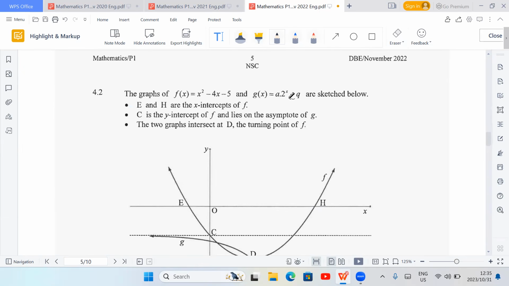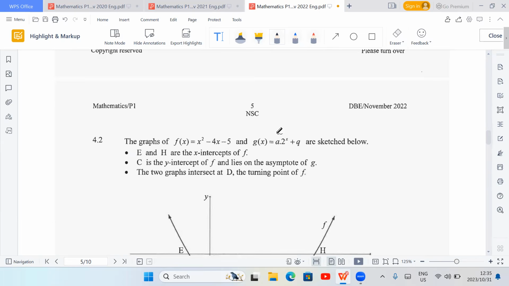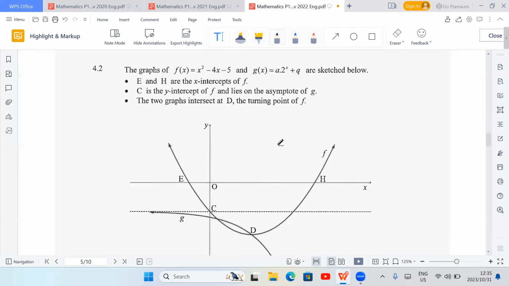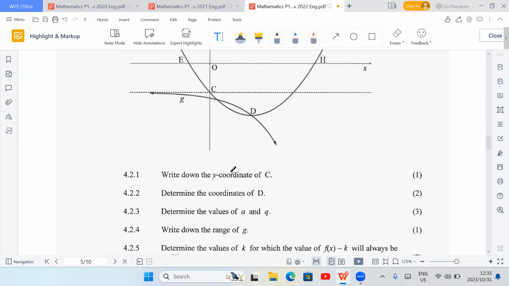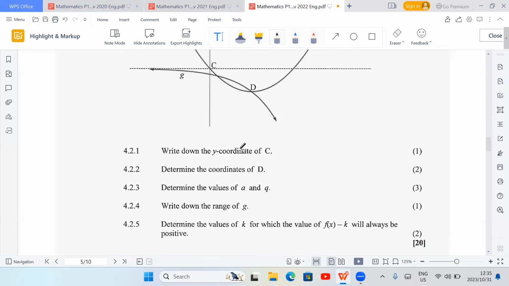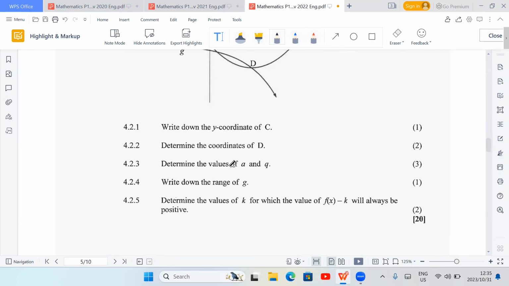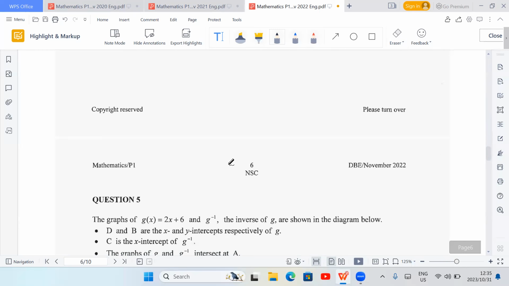parabola. Now they decided to mix this parabola with your exponential graph. So we can see there, that means they'll be asking questions on the parabola and also on the exponential graph. So either way, you should be able to get that one.